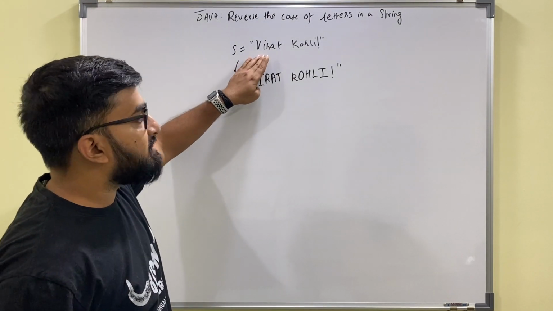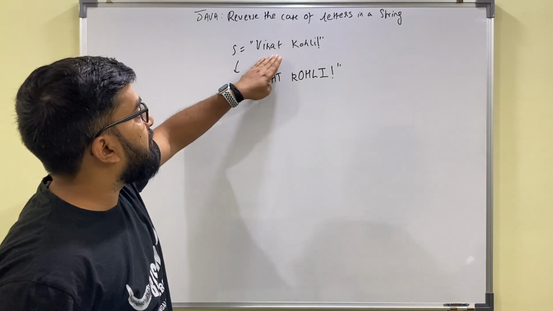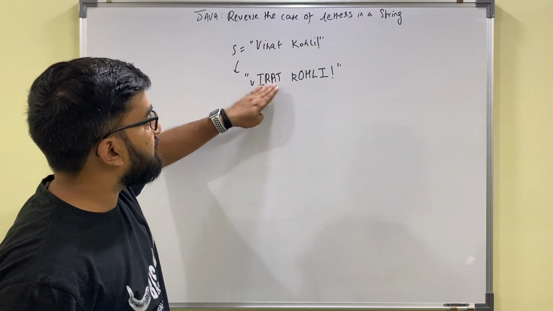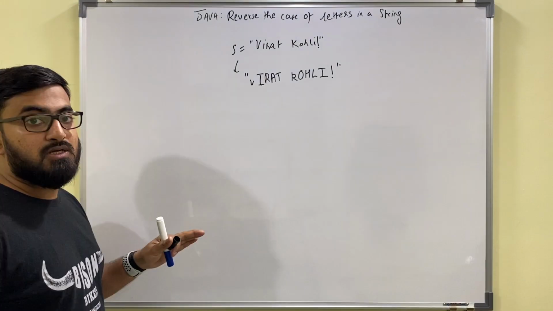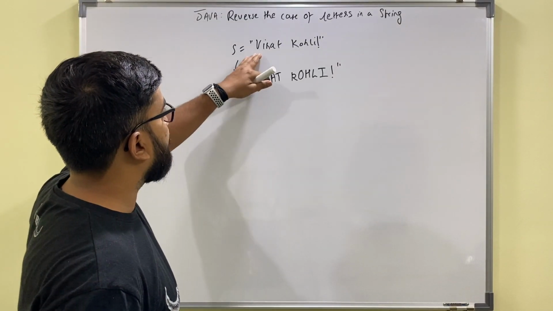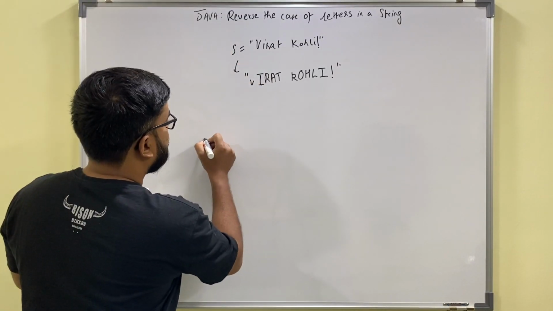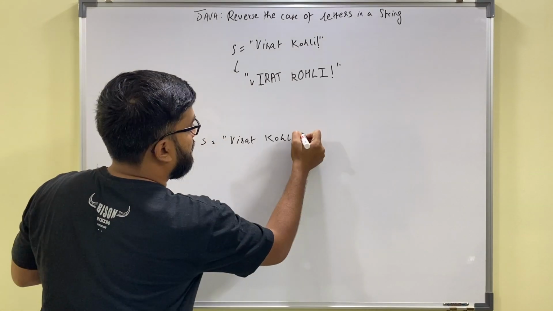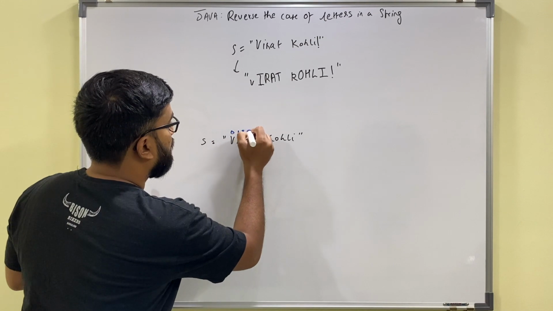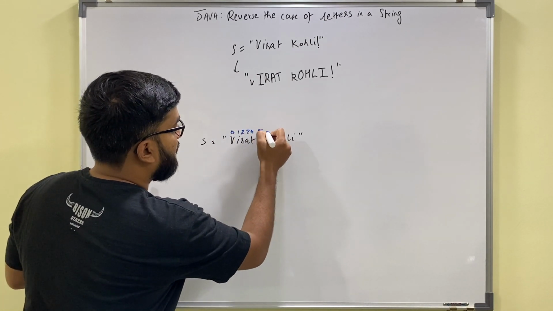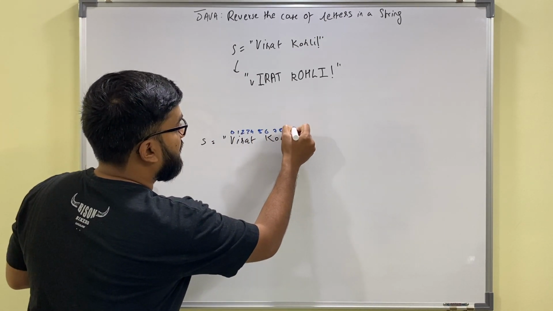So all lowercase letters are converted to uppercase letters, all uppercase letters are converted to lowercase letters, and all the characters which are not letters remain as they are. So we need a way to arrive at this from this. I'm going to write this string again here. S is equal to this string, and it has indices 0, 1, 2, 3, 4. This space is 5, 6, 7, 8, 9, and 10.